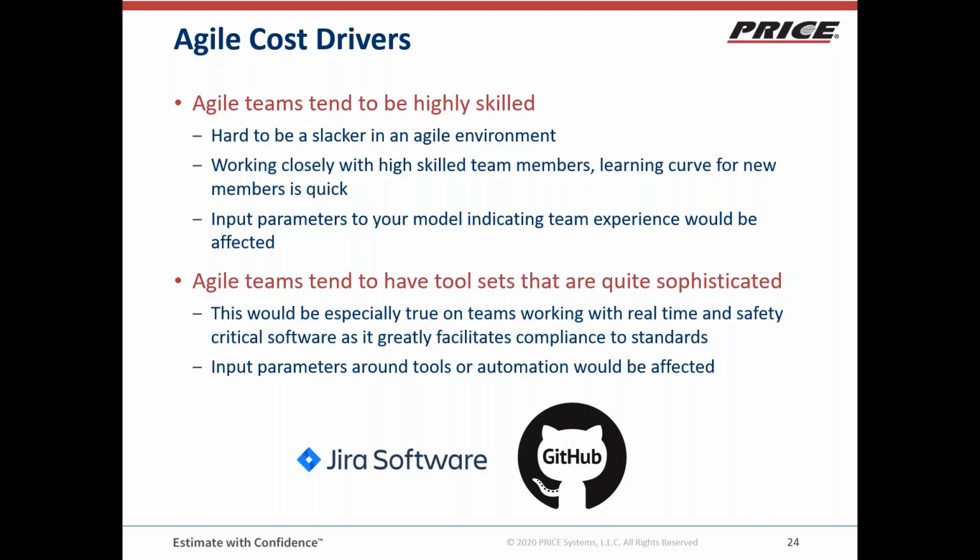Agile teams tend to have tool sets that are quite sophisticated, especially if they're working on the kinds of software that require compliance to standards. But in general, they tend to have sophisticated tool sets, because managing the Agile environment is logistically trickier, since you're moving things in and out of the backlog, so tools are an important factor. Input parameters in a model that talk about tools or automation should be considered to be affected.